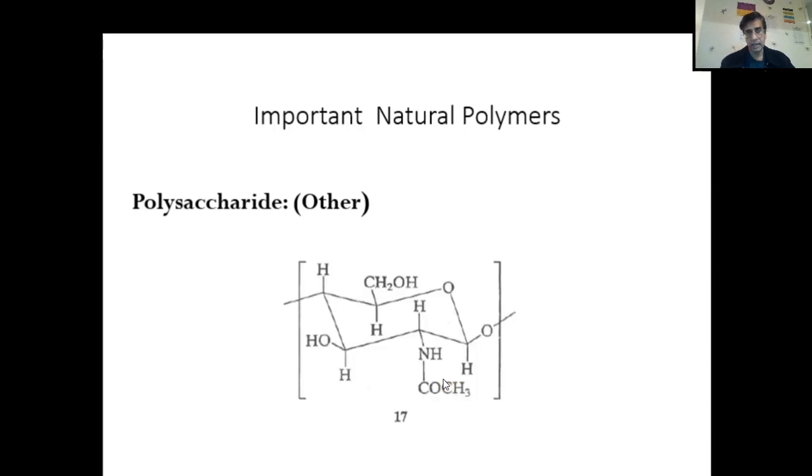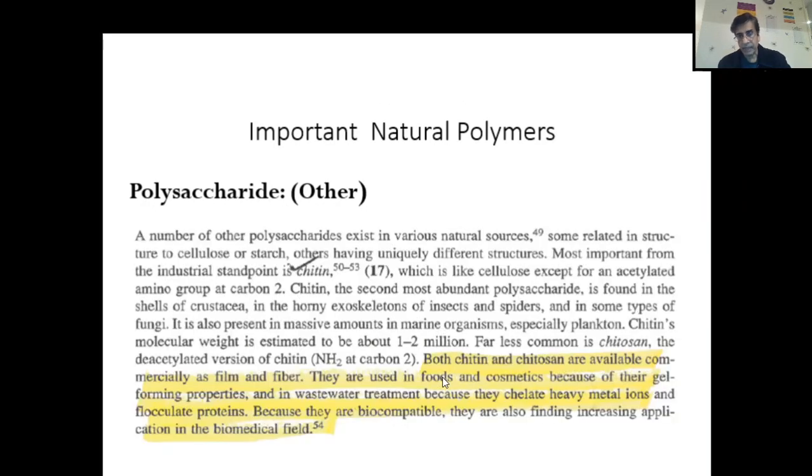So look here, this is like a cellulose structure. Look at the position, beta 1,4 linkage. In chitin, it's a beta 1,4 linkage, not alpha 1,4 linkage, and all the structure is the same as cellulose. But look at carbon number 2. At carbon number 2, you have this NH2 group, which is protected with an acetyl group. So this is an acetylated amino group at position number 2.